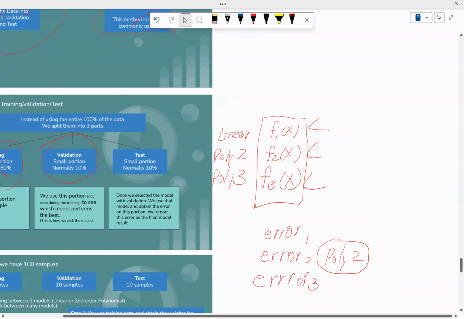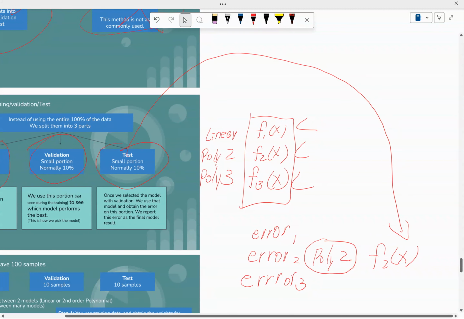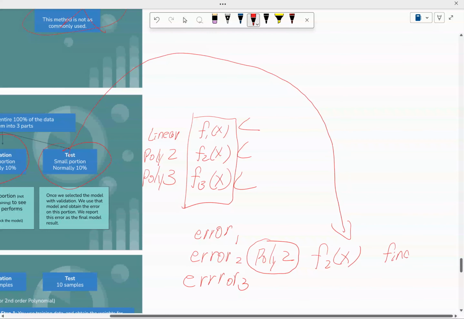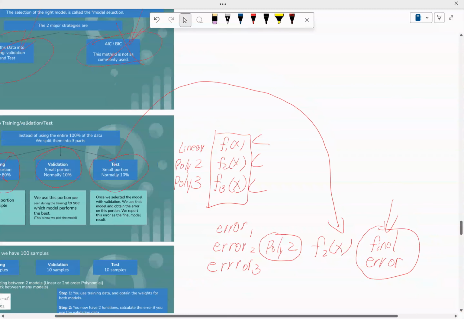And lastly, after we've decided poly 2 is the best, we use the test. Okay, so poly 2 is F2, and we put the test inside this, and then we get the error again, and we call this the final error. And this is the error you report to your boss or in the research paper. You will report this, and this is the standard way that we go about machine learning and picking a model today.